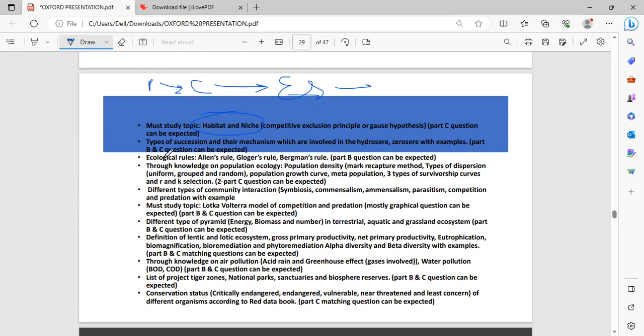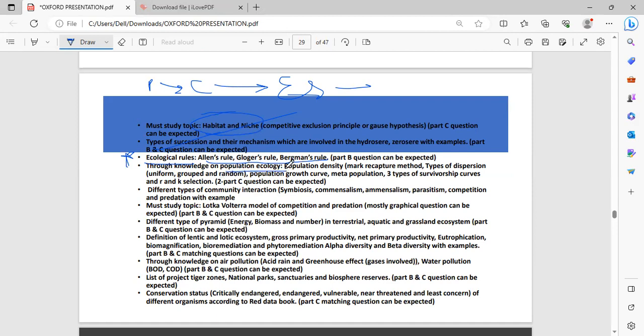In that way, we have to study. First of all, habitat and niche. After that, the types of succession. Next, ecological rules. Here, various rules are there, that is Allen's rule, Gloger's rule, Bergmann's rule. In this, they ask the statement type of questions and some typical questions.